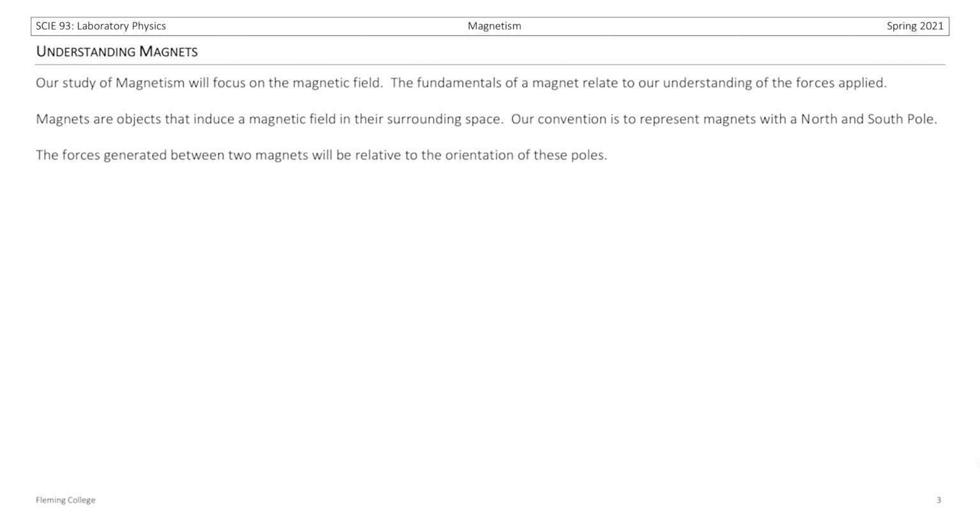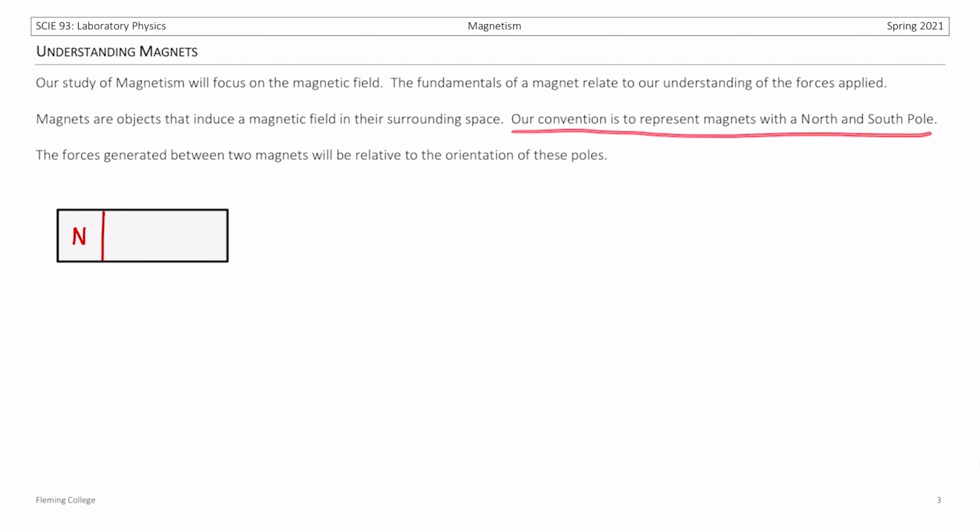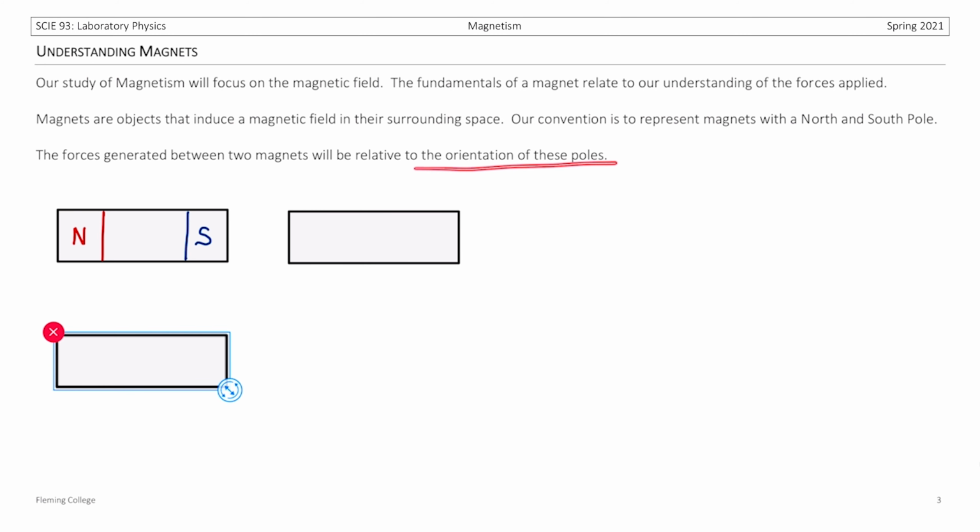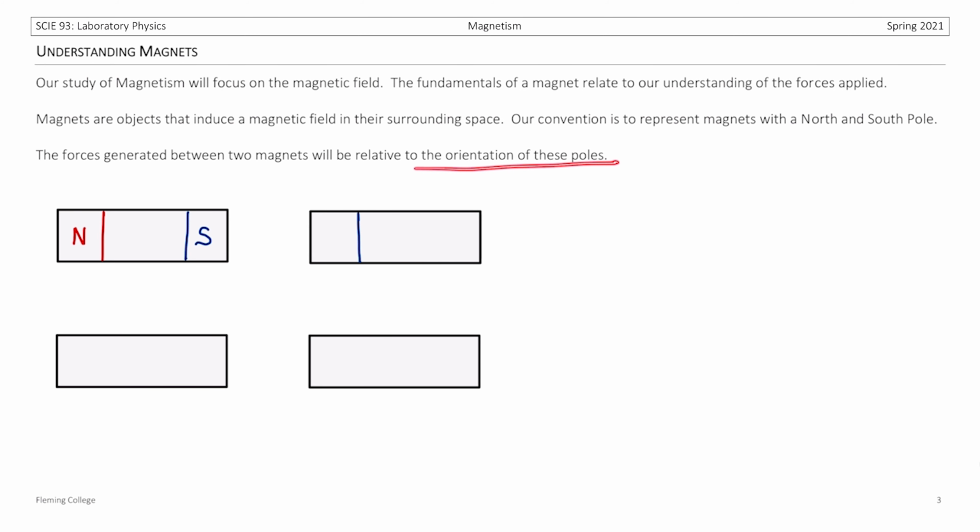Fundamentally, our study of magnets will depend on our understanding of their forces applied. So magnets are objects that induce a magnetic field in their surrounding space. Our convention is to represent magnets with a north and south pole. The forces generated between multiple magnets will be relative to the orientation of these poles.